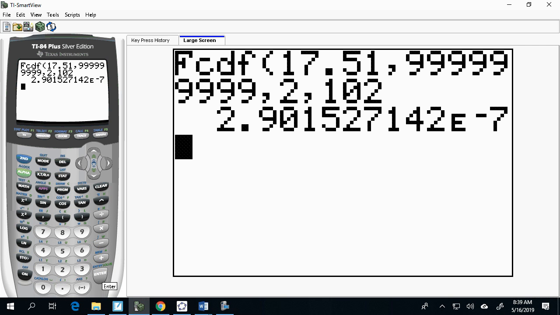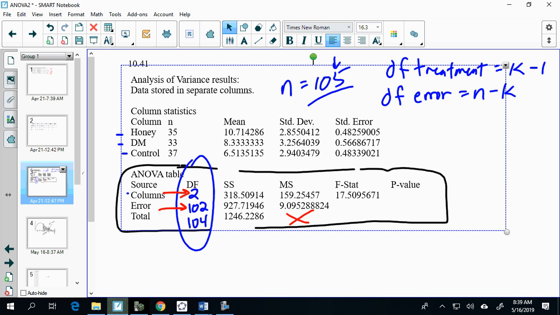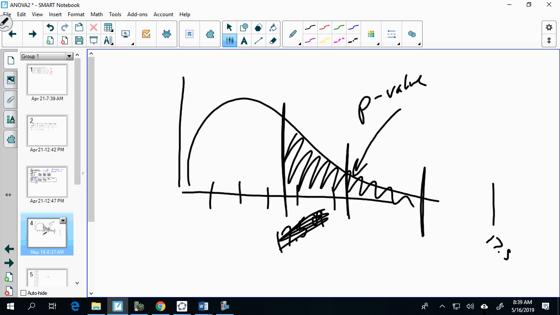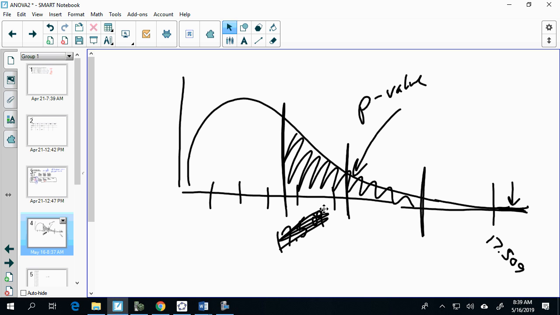So, all right, 2.9 times 10 to the negative 7th. That's pretty small. So we were actually a long ways out there. So 17.509 is probably not here. It's probably way out here. There isn't much out here above 17.509. So it came up with a low p-value.